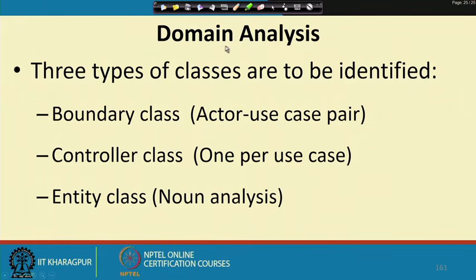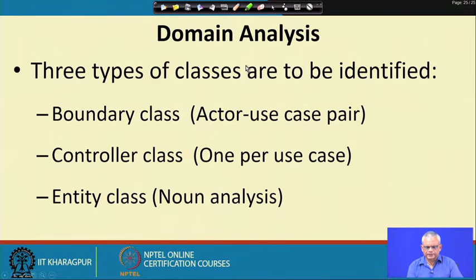The domain analysis aim is to develop the first cut class diagram, and in the subsequent steps in the object oriented design, we will refine this diagram. And in domain analysis, we are interested to identify three types of objects: the boundary class, and the boundary class we identify from the use case diagram, and every actor use case pair becomes a boundary class. The controller class identification is also straightforward.